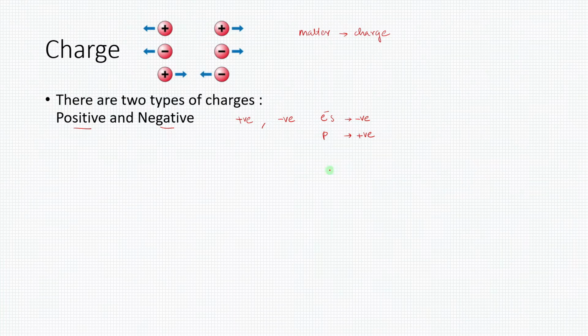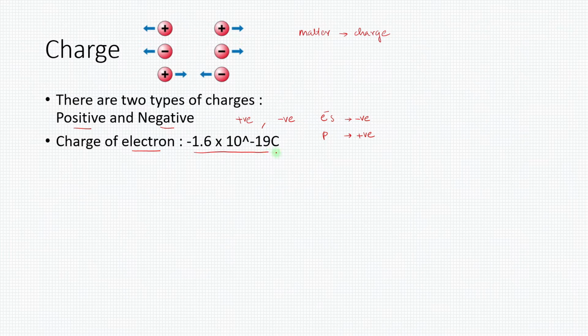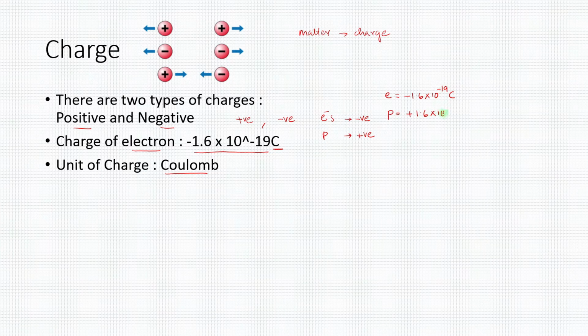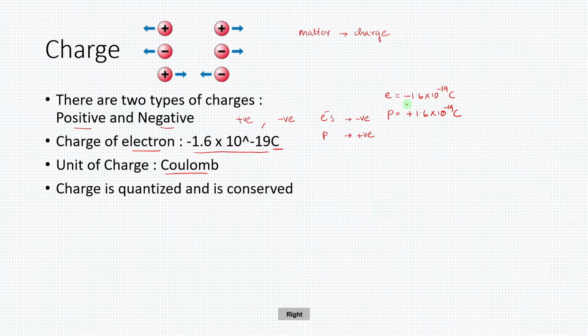Now this charge has a value. The charge of the electron is minus 1.6 into 10 power minus 19 coulomb. The C is called coulomb, which is the unit of charge. Therefore, the unit of charge is coulomb. So the charge of the electron is equal to minus 1.6 into 10 power minus 19 coulomb. And the charge of the proton is nothing but plus 1.6 into 10 power minus 19 coulomb, because proton is associated with positive charge and electron is associated with a negative charge.